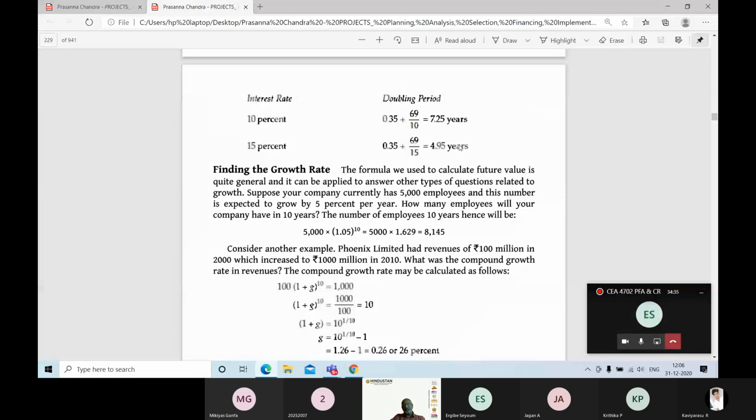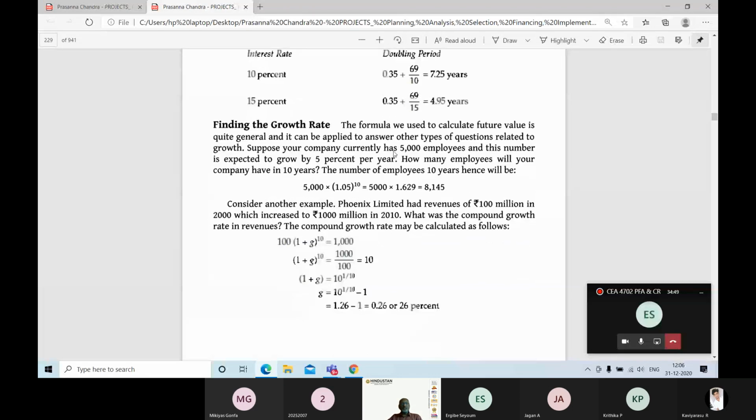Okay, so you have to compare that. Whenever you have the same interest rate, you have to work out what the rule of thumb value is, and we will find the comparison between the rule of thumb 72 and also the accurate calculation.